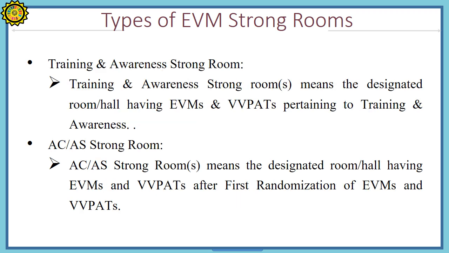Training and awareness strong room. Training and awareness strong room means the designated room having EVM and VVPATs pertaining to training and awareness. Assembly constituency, assembly segment strong room. Assembly constituency or assembly segment strong room means the designated room having EVM and VVPAT after first randomization.